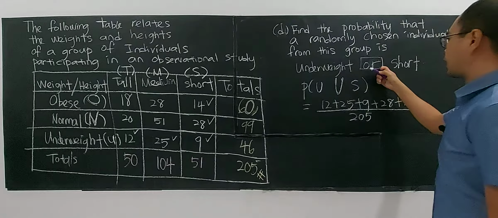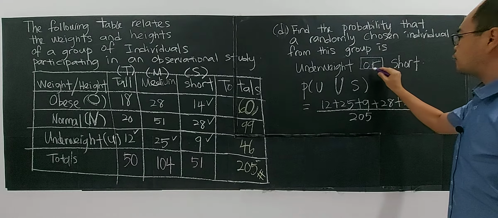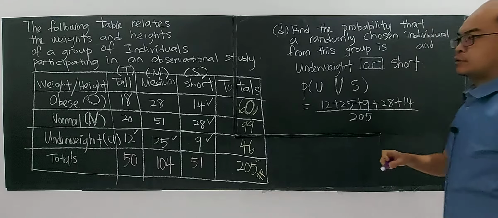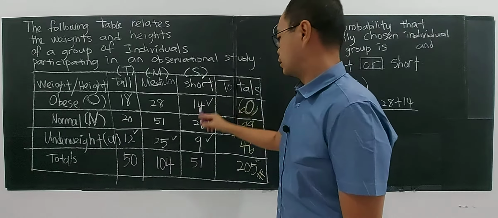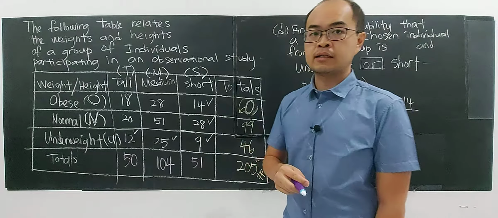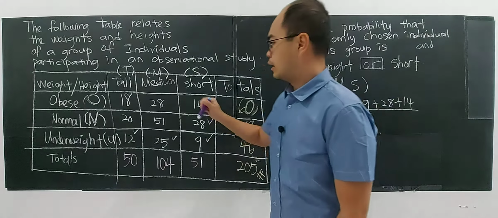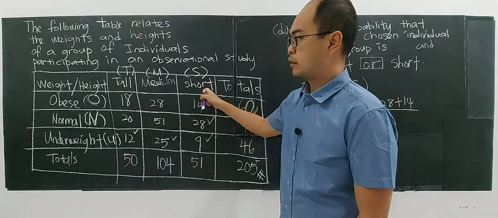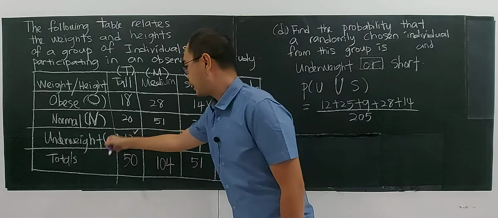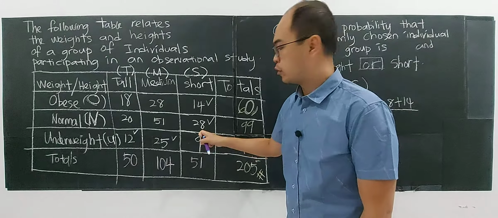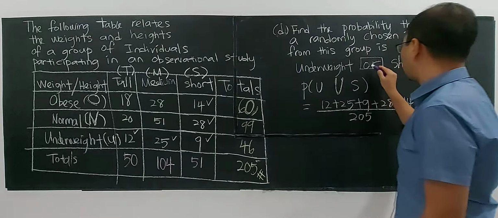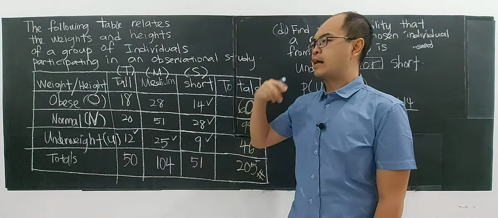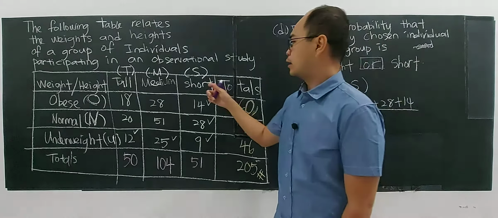The meanings of or and and are very different. If the question is asking for and, underweight and short, this will be 9, because the word and tells us that the person must be underweight and at the same time short. So it will be only 9 of them. But when they use the word or, it's a big difference. Or means either one: if they are underweight, we choose, or if they are short, we also choose.